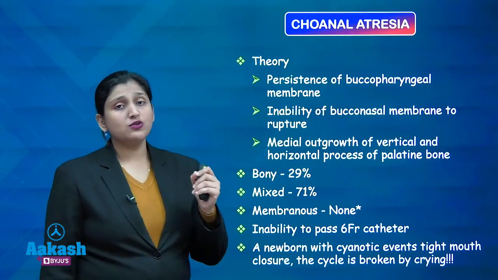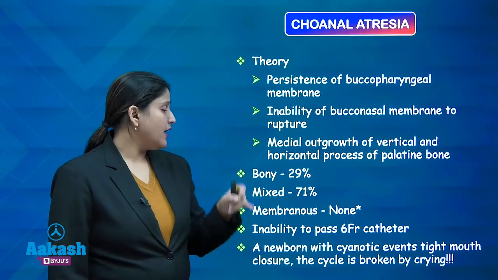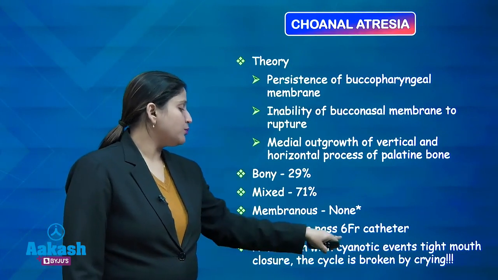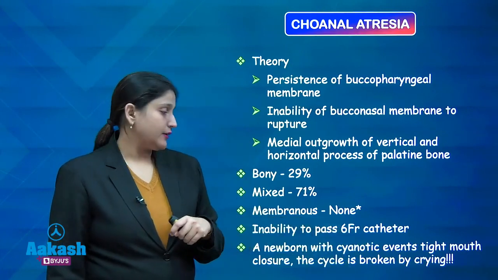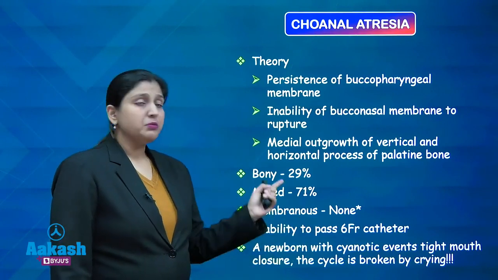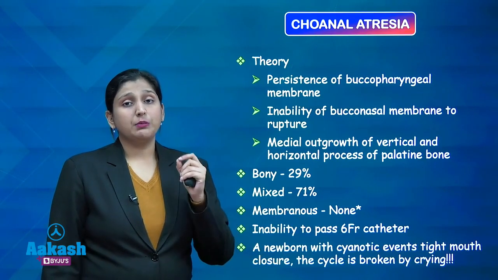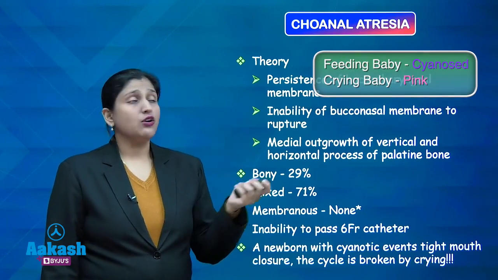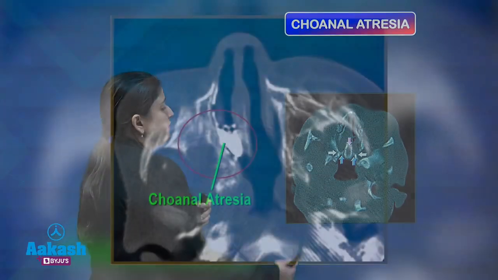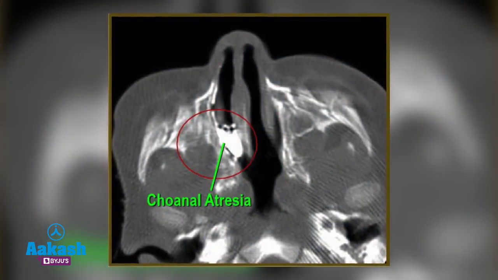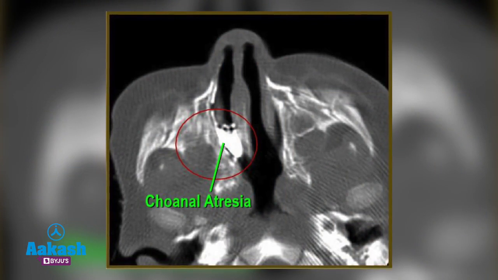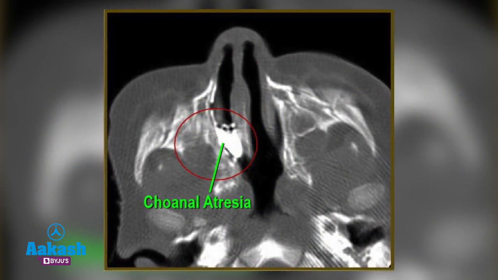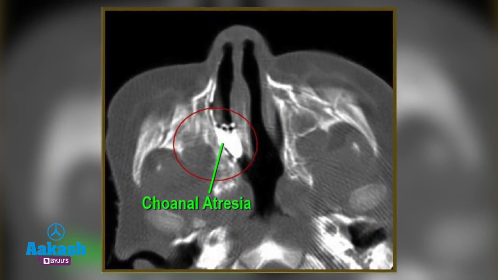And how do you diagnose the patient to have choanal atresia? If there is an inability to pass a 6 French catheter. The newborn presents with cyanotic episodes which are present when the mouth is closed and are broken by spells of crying. This is how the atresia presents. There is no opening at the back of the nose and the nasal cavity abruptly stops.